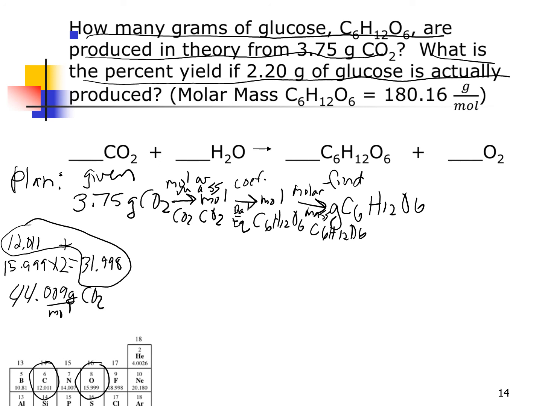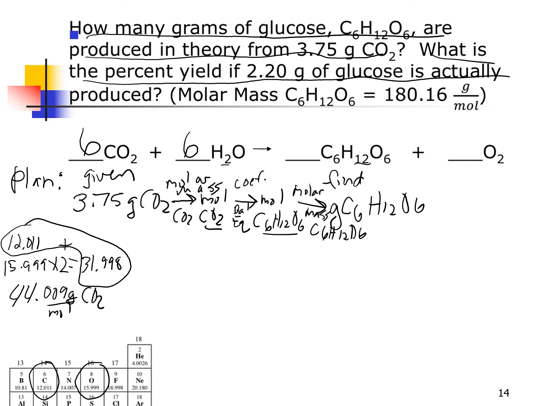The other thing we're going to need to do when we convert from moles of carbon dioxide to moles of glucose, we need the coefficients from our balanced equation. And our equation is not balanced here. So we can see on the left we have 1 carbon, on the right we have 6. We can put a coefficient of 6 here. And on the left in water we have 2 hydrogens. On the right in glucose we have 12. So we can put a coefficient of 6 in front of the water. Now our hydrogens and carbons are balanced.